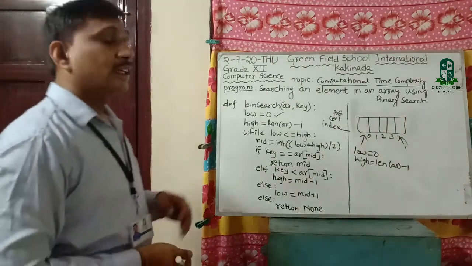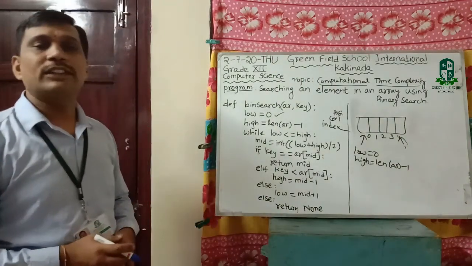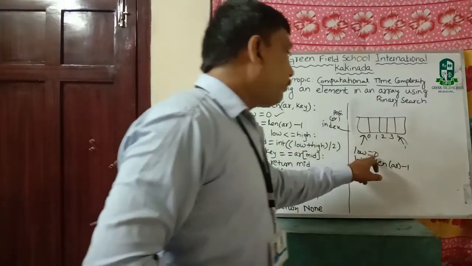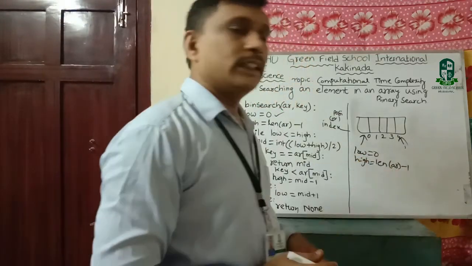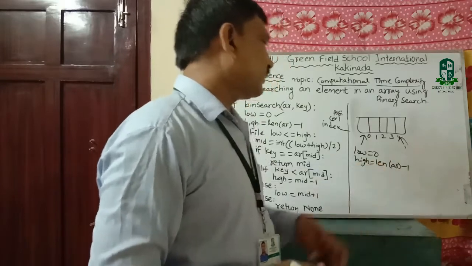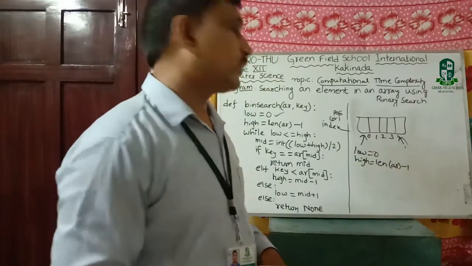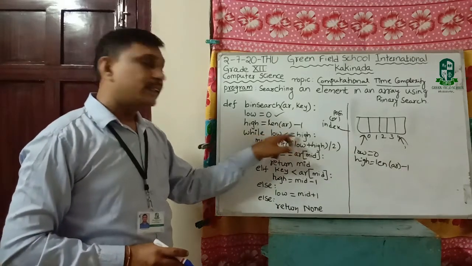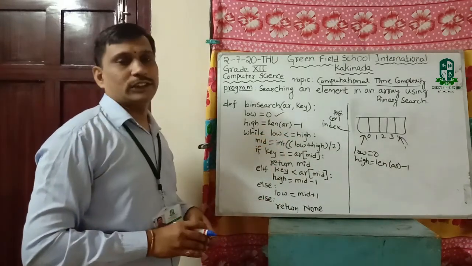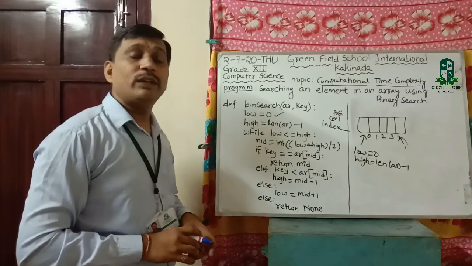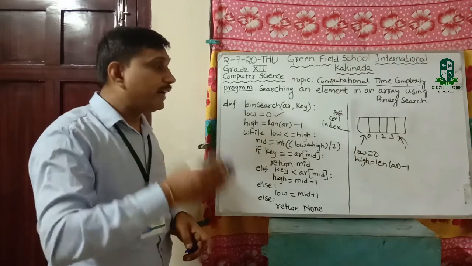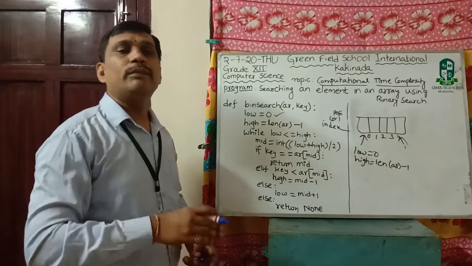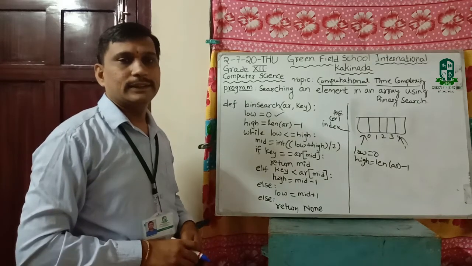Then our search process starts here. See here, we compare these two first. Low is less than length of array minus 1 here, so low is less than high. Then we continue the search process. In this way we continue the search, dividing all the n elements into n by 2 parts.